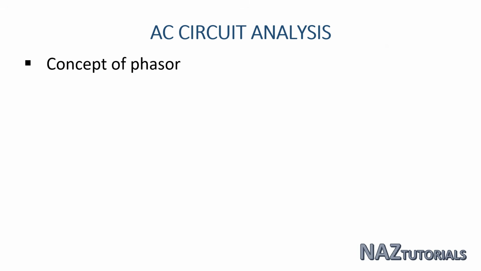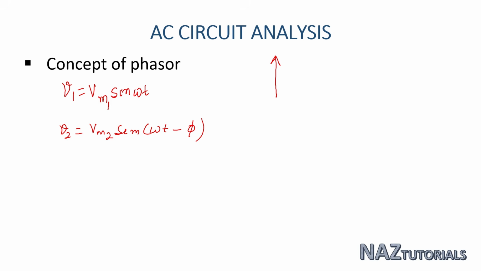Now understand the concept of phasor, for which we consider two voltage waveforms. Our first waveform V1 is Vm1 sin omega t and the second waveform is Vm2 sin omega t minus phi. If you analyze the waveform shape, this V1 waveform will be like this. It starts from omega t equals 0 and its maximum value is Vm1.